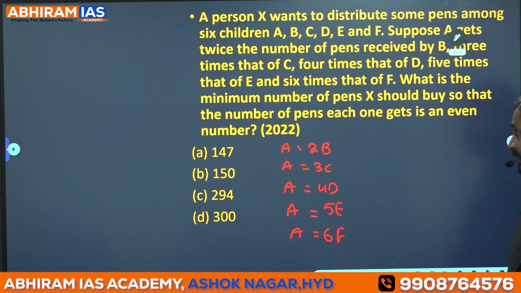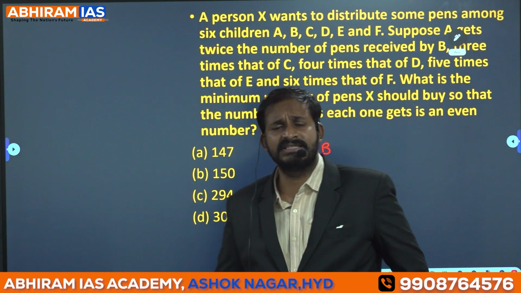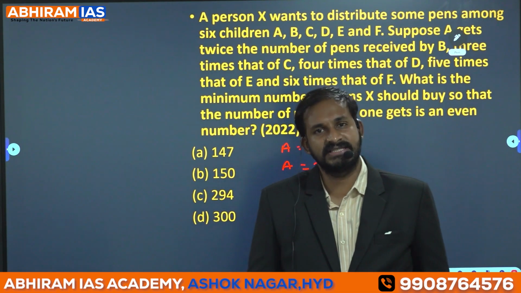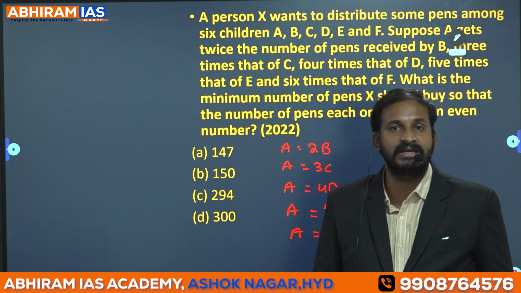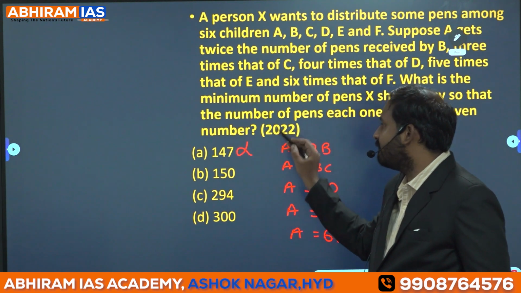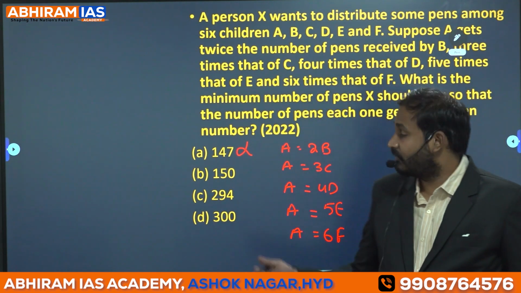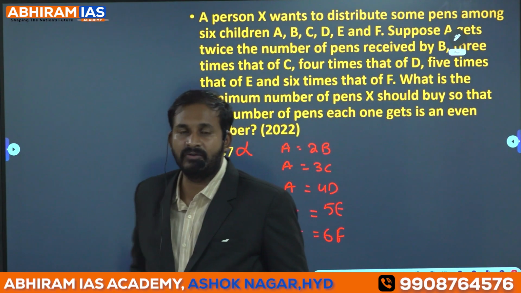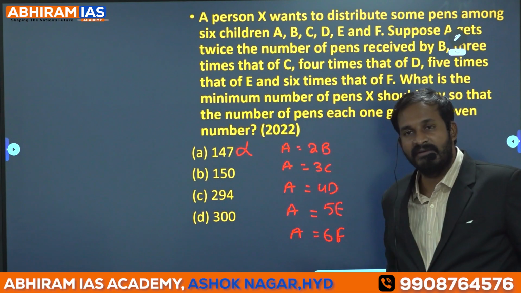Now we should get an even number, definitely an even number. See, if all the 6 numbers are even numbers, what would be the sum? What will be the sum of 6 even numbers? Obviously an even number. The sum of 6 even numbers will always be an even number, right? General thing. So that means 147 will never be our answer. Why? Because if everyone is getting an even number of pens, then if I add all those numbers, obviously my total sum also will be an even number. But here we are given 147. So 147 will never be our answer.